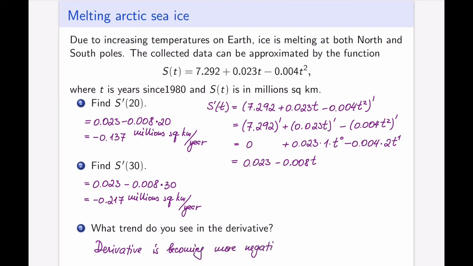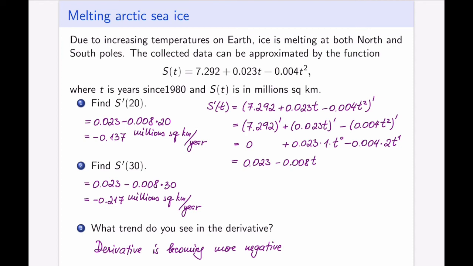But this is a very straightforward mathematical observation. What about in terms of actual context? What does that mean? Negative means the function is decreasing, right? Remember that the derivative is the slope of a tangent line. And if the slope is negative, it means that the tangent line looks like this, which means that no matter what way the function goes, it will be at that point decreasing. It will be pointing downwards because the actual tangent line is pointing downwards. So that means that the ice is indeed melting, and it's actually melting at a faster rate.